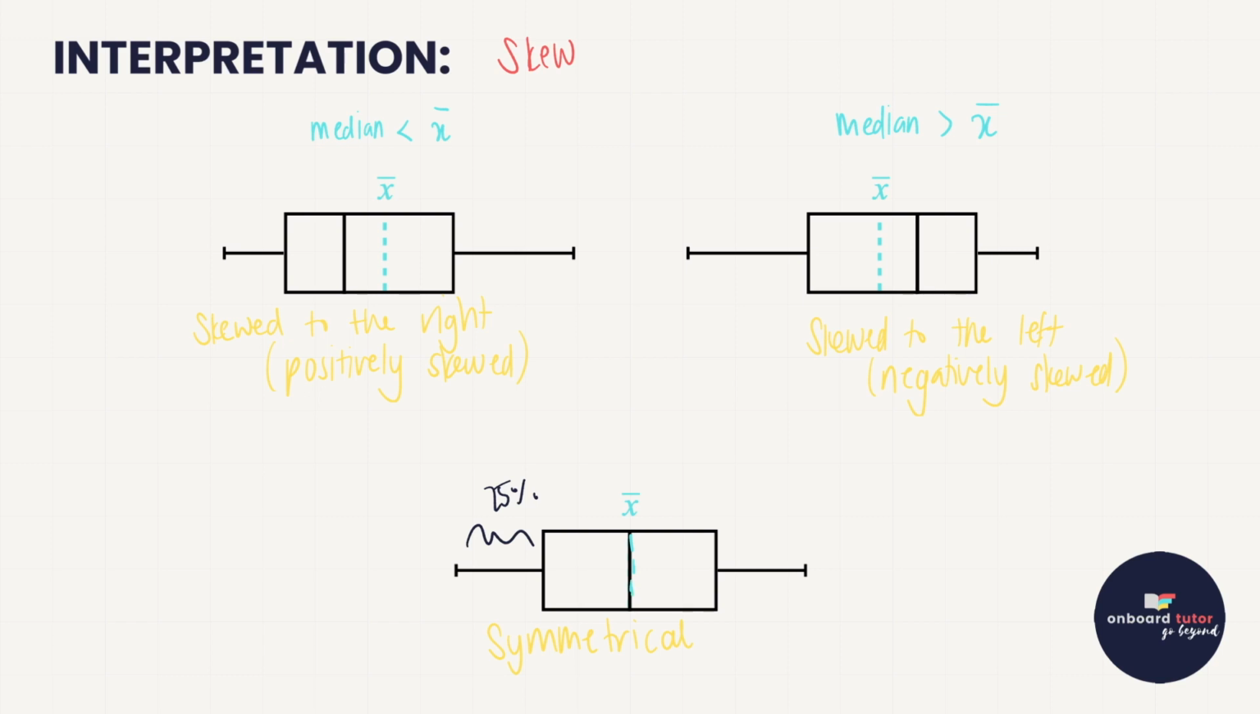So if ever you get asked to interpret some data, have a look at the box and whisker plot and decide, are the values clustered very low down? Then it is positively skewed. Are the values clustered rather on the upper end? Then it is negatively skewed or skewed to the left.